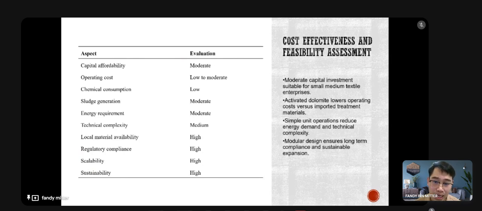If we take a look at this aspect and also the evaluation, we can look at the cost effectiveness and feasibility assessment. First, moderate capital investment is suitable for small medium textile enterprises. Second, activated dolomite helps to lower operating costs versus importing treatment materials from outside, so it is much lower. The third one is simple unit operations reduce energy demand and technical complexity. The last one is the modular design ensures long-term compliance and sustainable expansion.